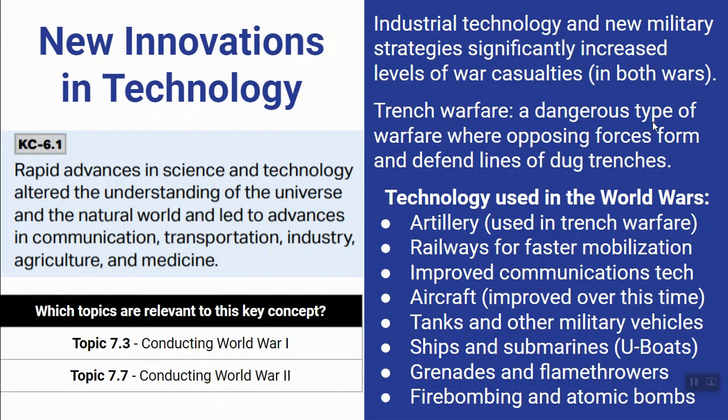Key Concept 6.1 says that rapid advances in science and technology altered the understanding of the universe and of the natural world and led to advances in communication, transportation, industry, agriculture, and medicine. In the context of global conflict, what this really meant, more often than not, were increases in war casualties, and this was true of both World War I and World War II.